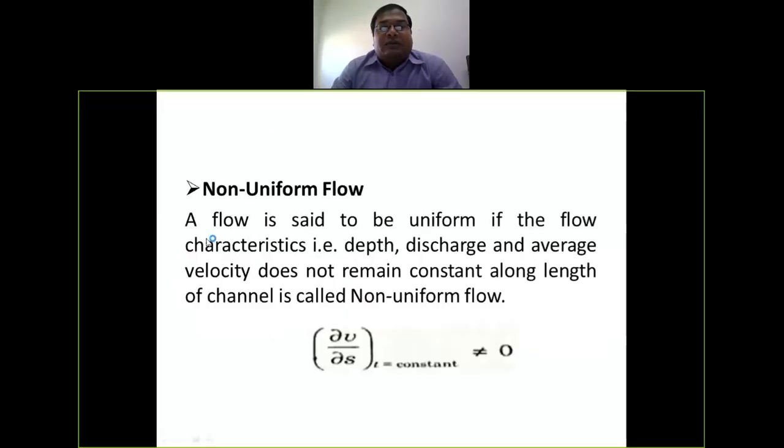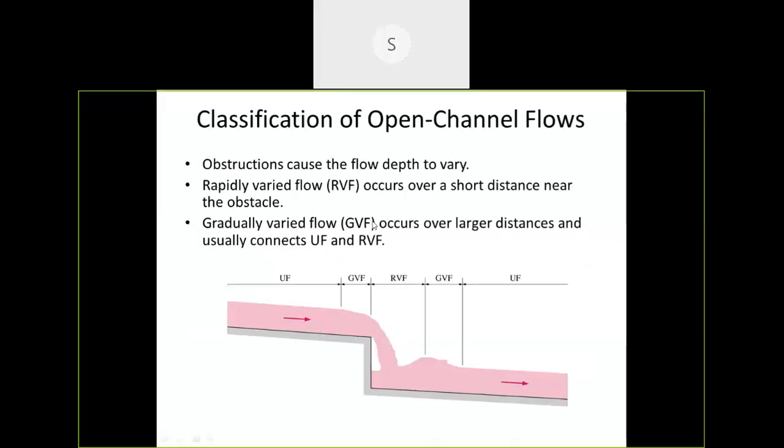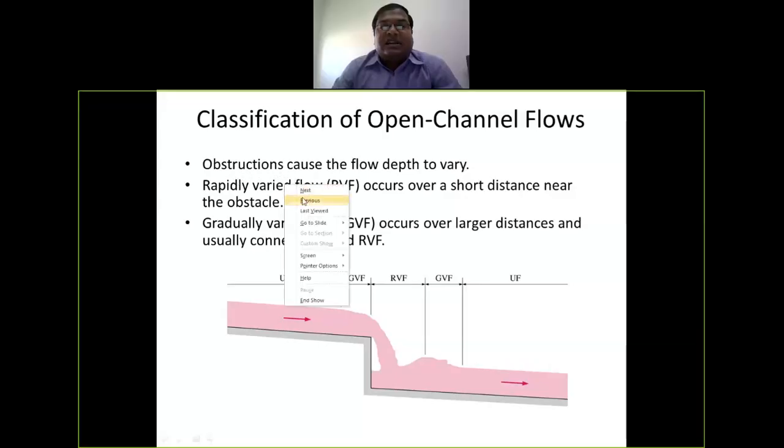Non-uniform flow: flow is said to be non-uniform if the flow characteristics, that is depth, discharge and average velocity, do not remain constant along the length of the channel. The same thing here, you can write ∂v/∂s with respect to space, keeping time constant, is not equal to 0. What is the meaning? It is not the same throughout the length of the channel. So that is non-uniform flow.